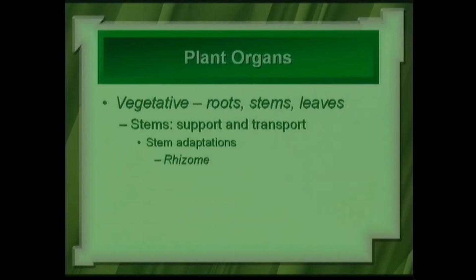All right, next we're going to get into different kinds of stem adaptations, and I'm going to mostly just mention the types that you can look at and see for yourself. So one kind of stem adaptation that we have is called a rhizome. What is a rhizome? A rhizome is an underground horizontal stem.